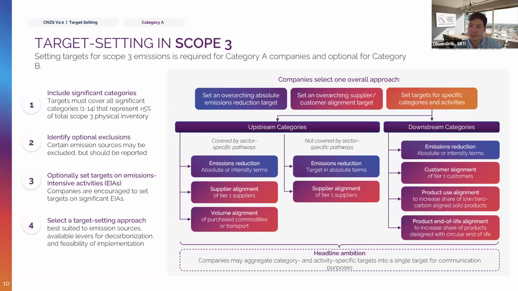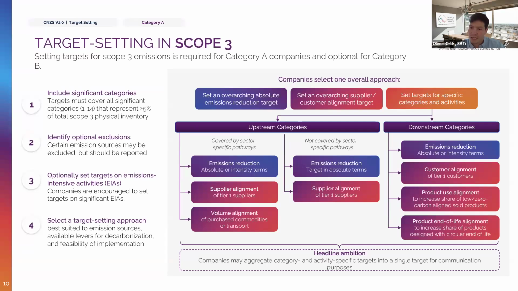So how do these companies set targets in scope 3? The first thing is you are only required to set targets for the categories that represent over 5% of your total scope 3 physical inventory. So this means that we're asking companies to set those targets for the most material scope 3 categories. And this is a change from version 1, where companies are required to set targets for a minimum 67% of their scope 3 emissions. And this is because we want companies to focus on that action and the decarbonization levers that are available to them in the next 5 years.